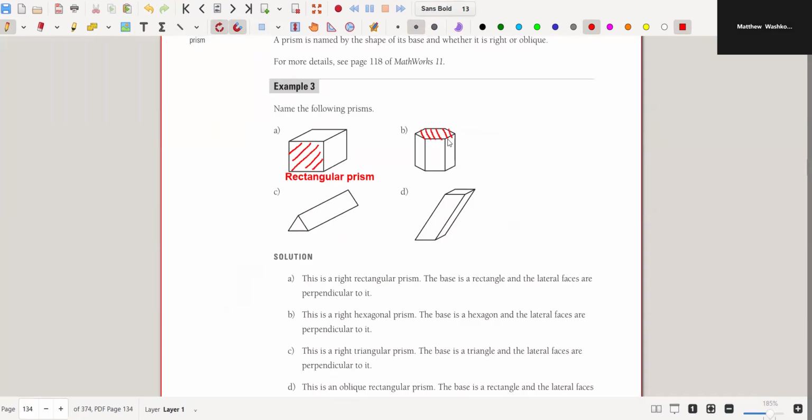That is a 1, 2, 3, 4, 5, 6. 6 is a hexagon. So it's a hexagonal prism. Question B is a triangle, obviously, which means it's a triangular prism. Question B, well, that's a rectangle. You could put rectangular prism and that would be fine.